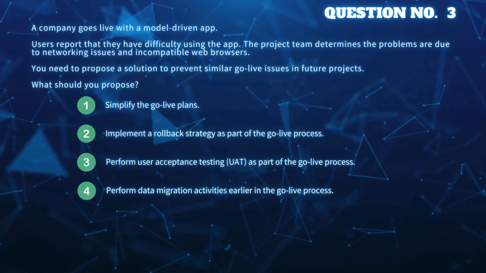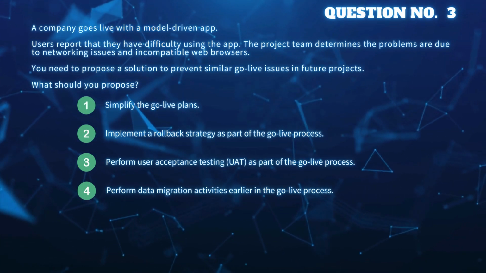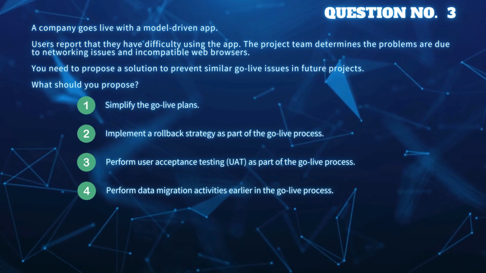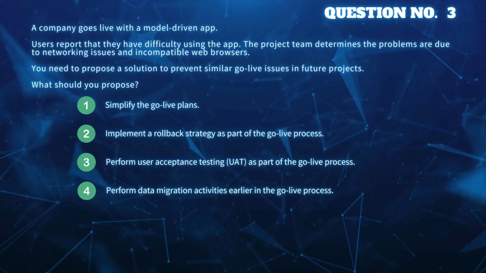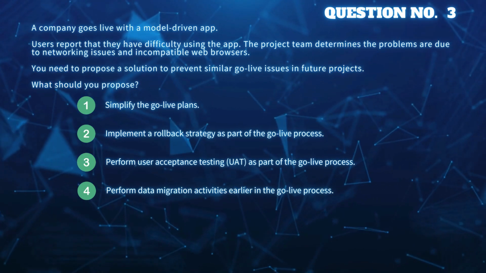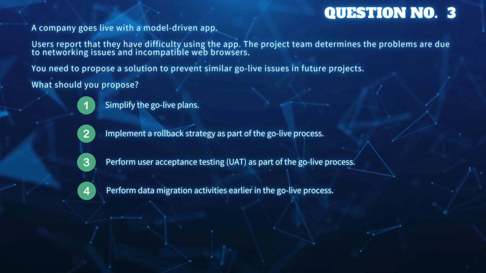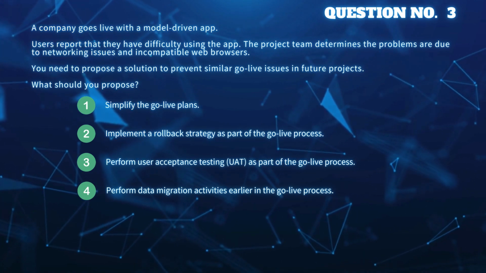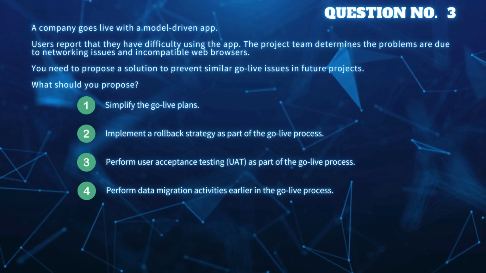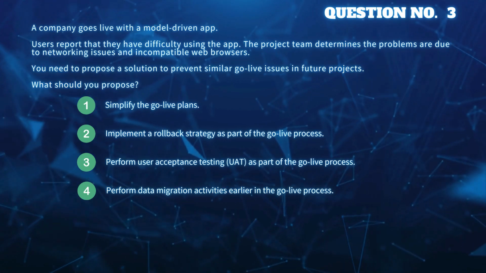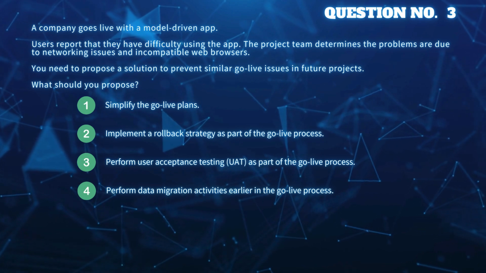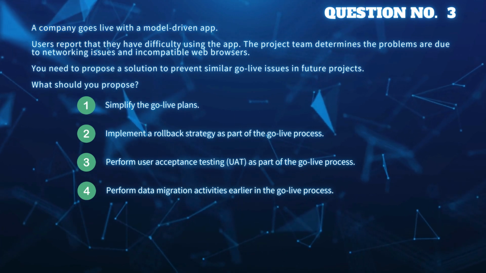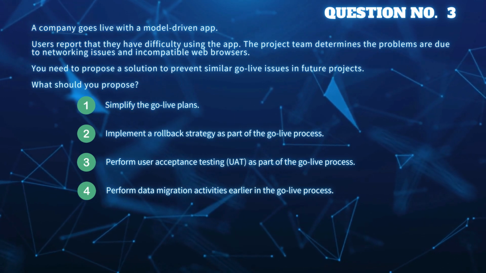A company goes live with a model-driven app. Users report that they have difficulty using the app. The project team determines the problems are due to networking issues and incompatible web browsers. You need to propose a solution to prevent similar Go-Live issues in future projects. What should you propose? Option 1, simplify the Go-Live plans. Option 2, implement a rollback strategy as part of the Go-Live process. Option 3, perform user acceptance testing, UAT, as part of the Go-Live process. Option 4, perform data migration activities earlier in the Go-Live process.